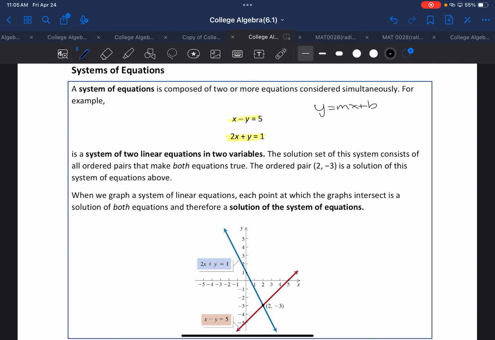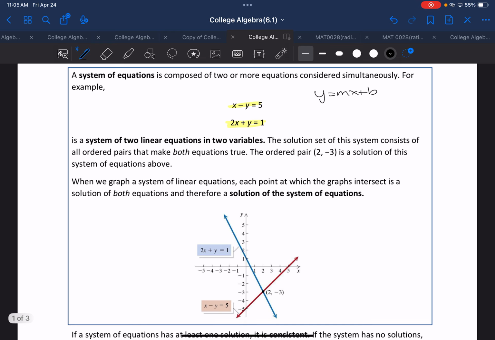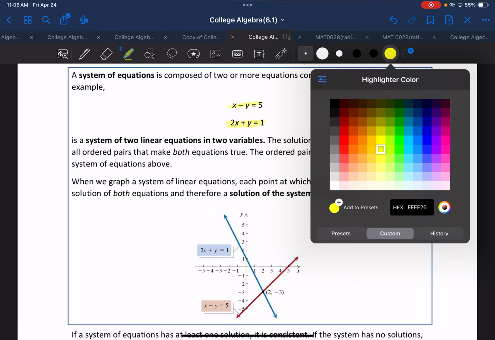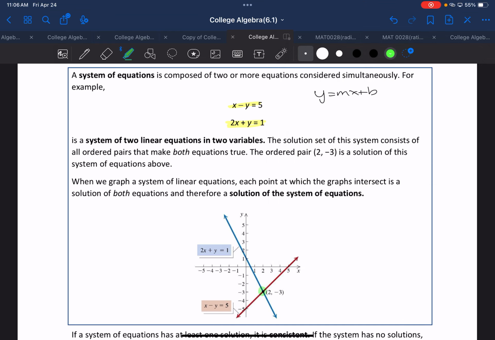And so they've graphed these two lines in this picture, and the solution to this system is that point you see where they intersect, the 2, -3. That is the ordered pair that makes both of those equations true, and it's where those two lines intersect. So the solution to a system of two linear equations and two variables is always going to be an ordered pair because it has to be a point that makes both of these equations true.